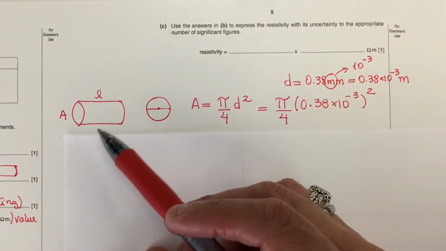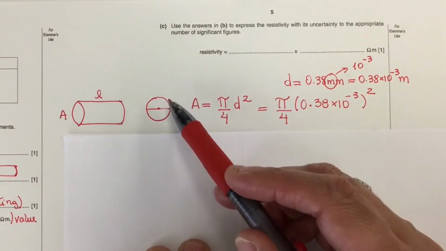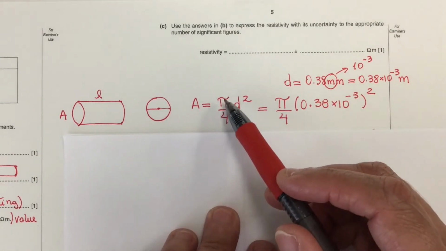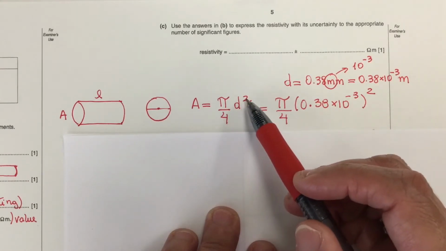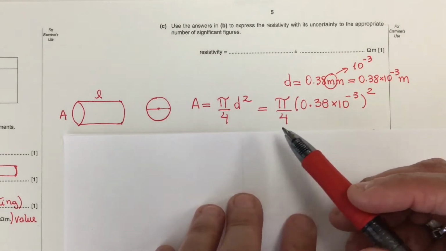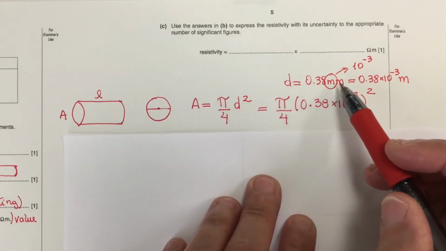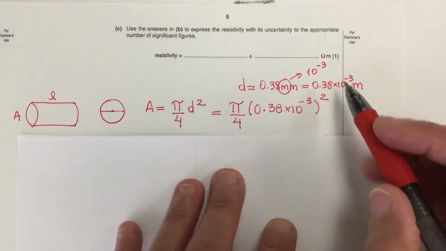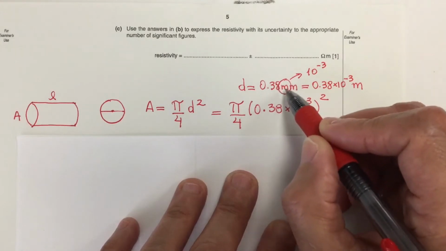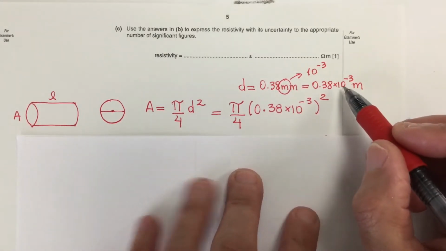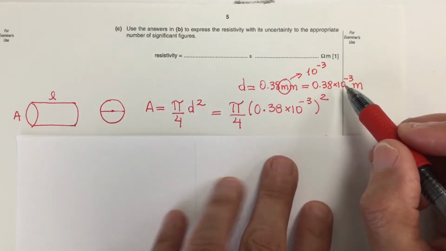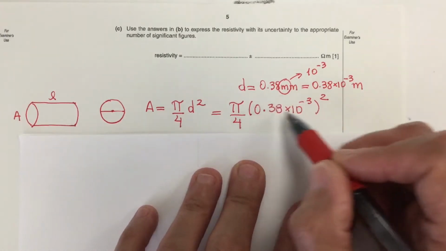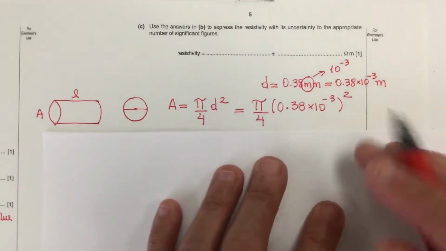Since the wire has a cylindrical shape and the cross-sectional area is a circle, the area of a circle is pi over 4 diameter squared. The diameter was given, which is 0.38 millimeter. Now remember that milli is 10 to the minus 3. So we just need to replace the prefix milli with the power of 10 exponent, which is 10 to the minus 3. This way we can make our substitution here and calculate the area.